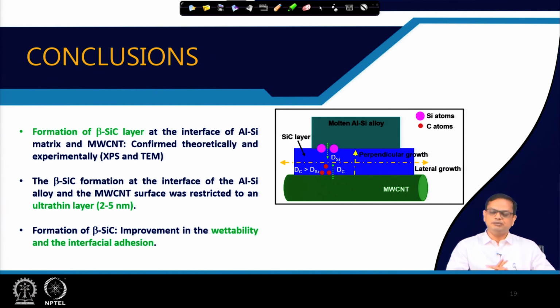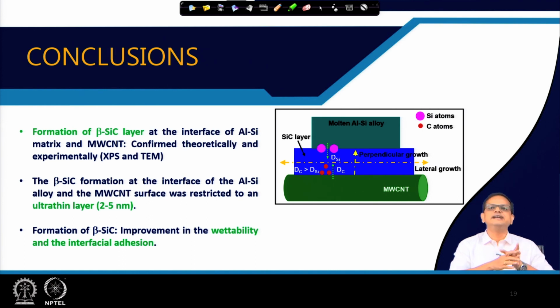One is that a beta silicon carbide layer is forming. Carbide is forming because of the intrinsic defect density, beta silicon carbide formation is more favorable, and the thickness of this carbide layer is also quite low. Once the carbide layer forms, that improves the wettability. At the same time, because of the lower thickness of the carbide layer, it does not hamper the mechanical properties. Okay. So, this is one way of how to analyze or understand interface in composite materials.